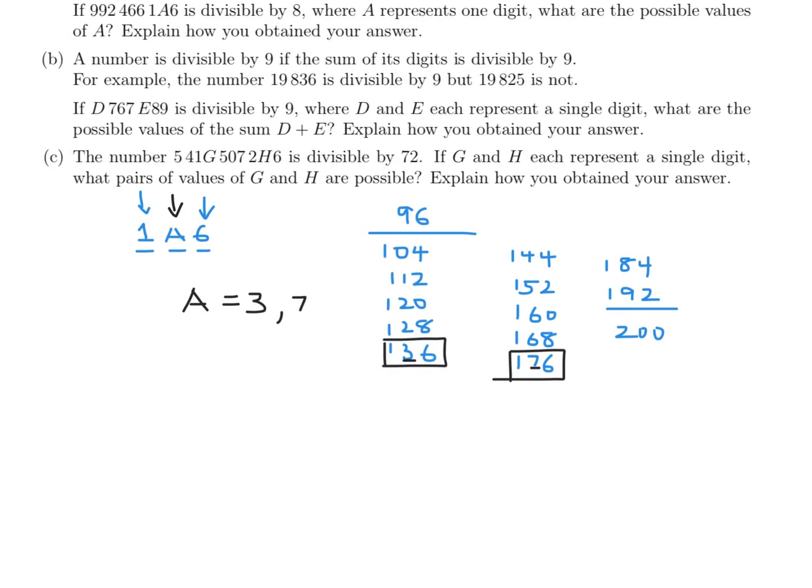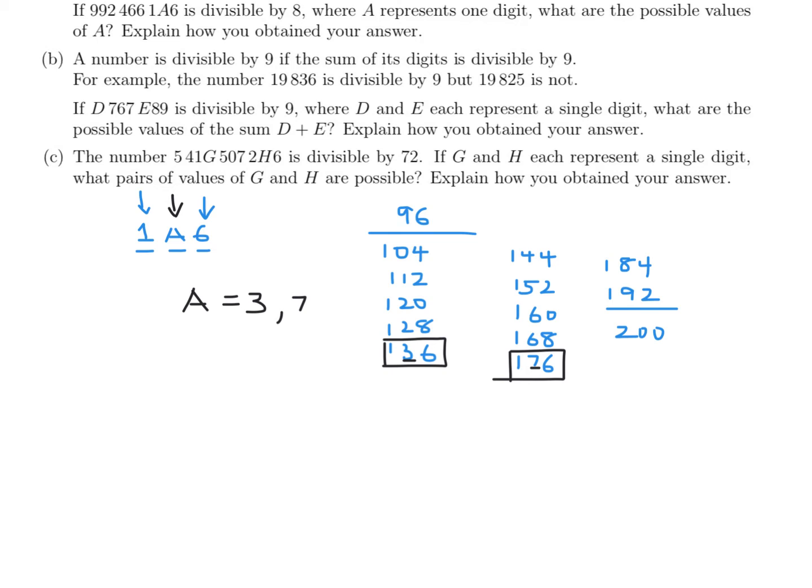Part B. Part B says, a number is divisible by 9 if the sum of its digits is divisible by 9. For example, 19836 is divisible by 9, but 19825 is not. If D767E89 is divisible by 9, where D and E each represent a single digit, what are the possible values of the sum D plus E?